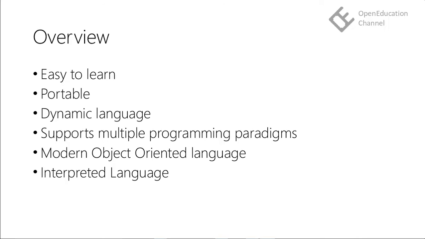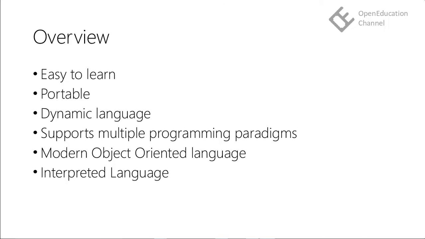Python supports multiple programming paradigms like functional programming, object-oriented programming. Just like Java and C#, Python can also be used for object-oriented programming. Python is a dynamic language. So codes of Python execute at runtime, whereas in a static programming language, type checking is performed during compilation.